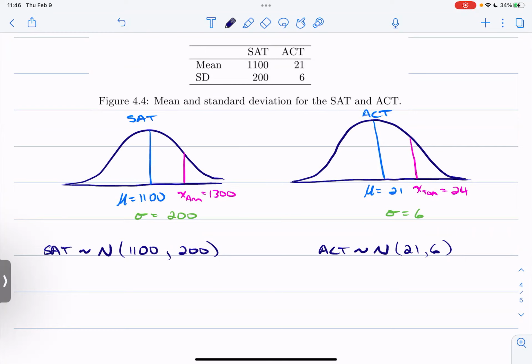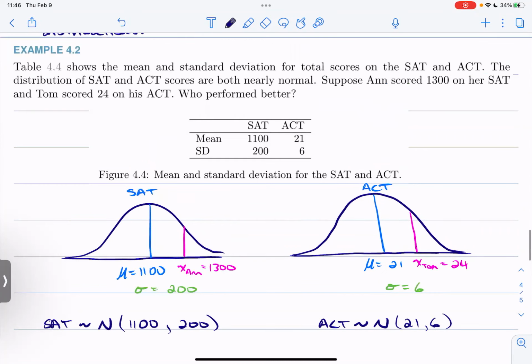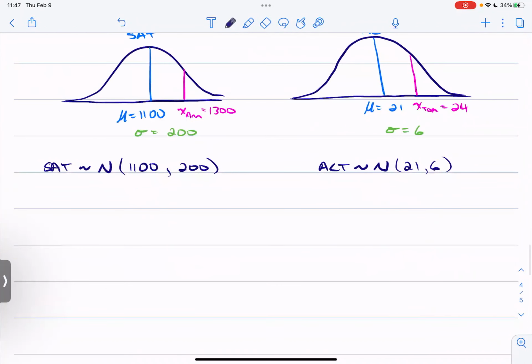Okay, so who performed better? What do you have to do? You're gonna have to standardize both those scores, right? You wanna see how many standard deviations above the mean was Anne and how many standard deviations above the mean was Tom relative to their distributions, right? I'll write it out, but I'll let you guys work through that and then we'll talk it through.